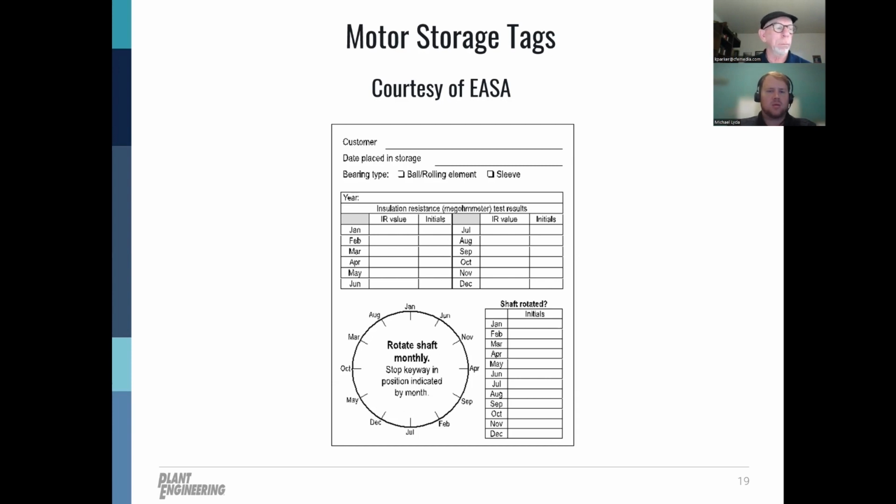And then, as I mentioned earlier, the motor repair shops and the distributors do like to offer storage for you if you've got a good relationship or are giving them a lot of good business. And also, if you don't have a humidity controlled or a very clean place in your facility, the offsite storage is probably going to be the best option.